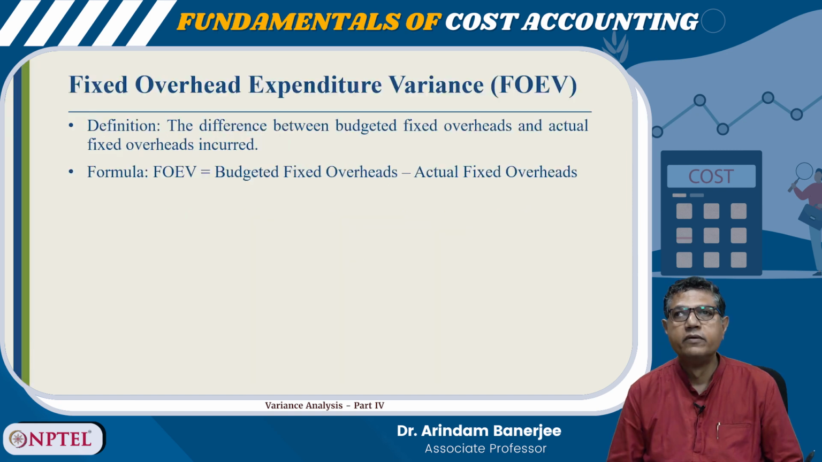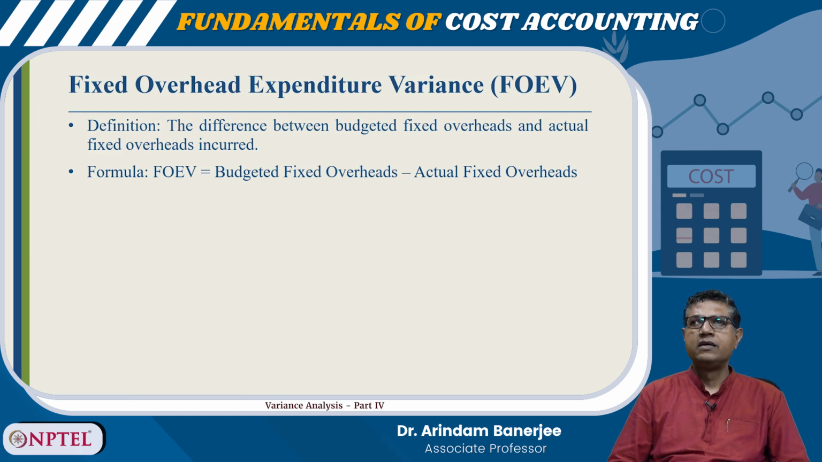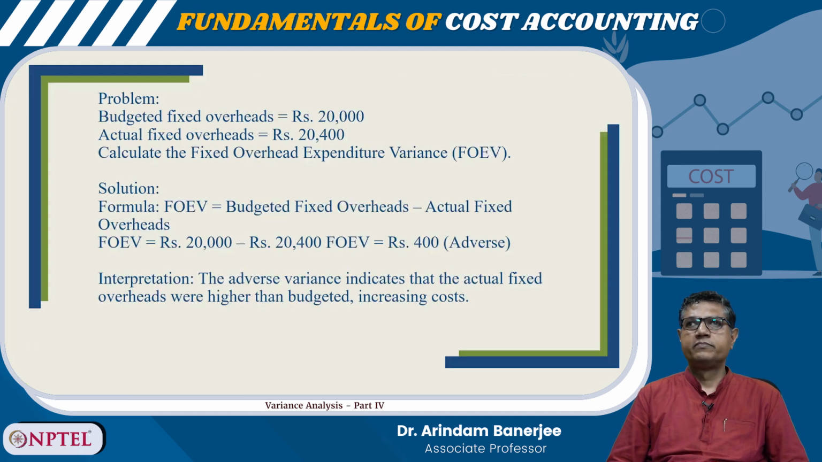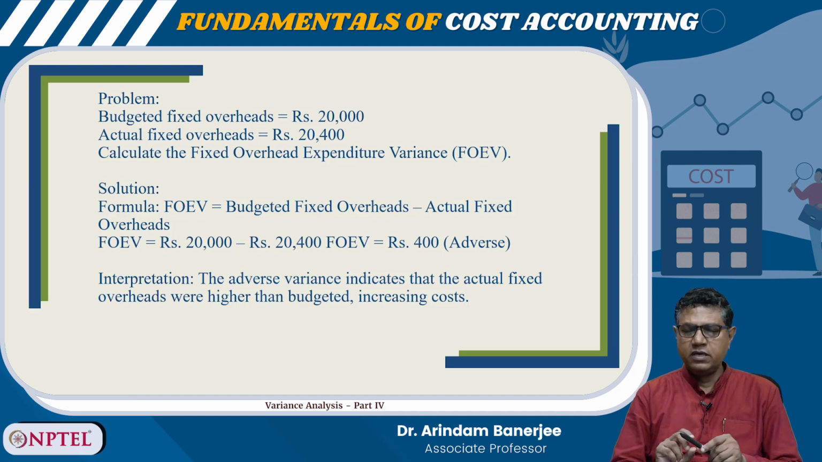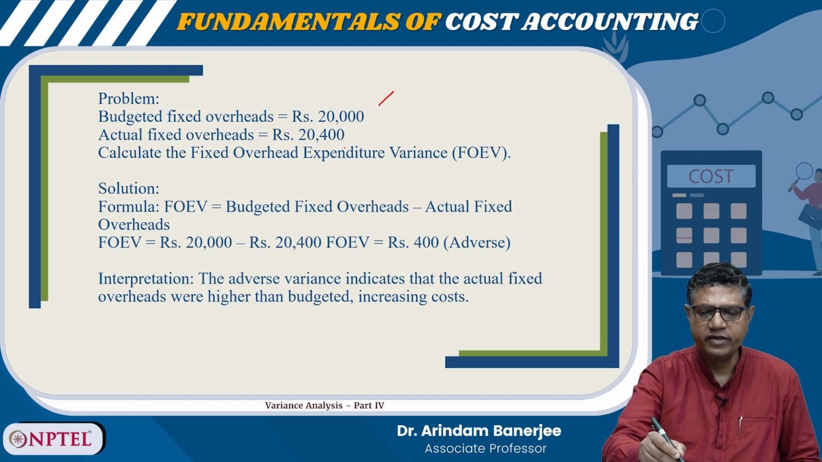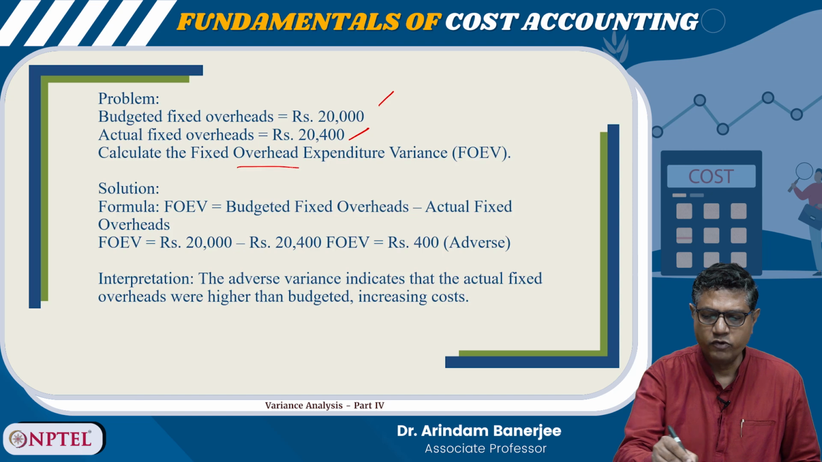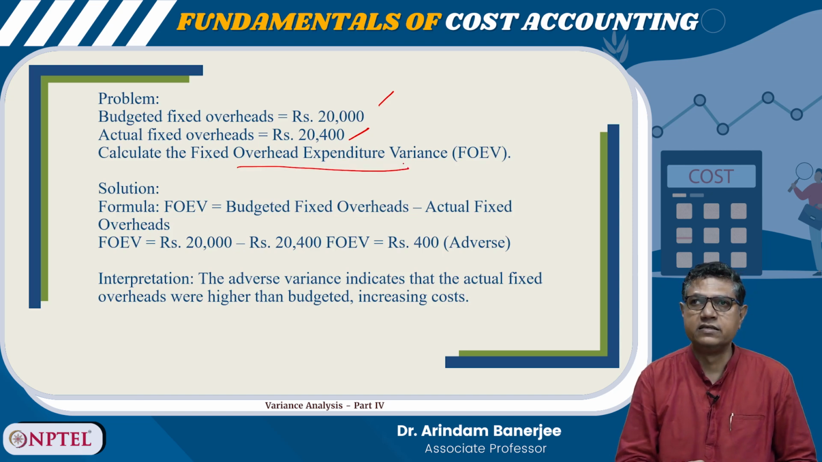Fine. Okay. Fixed overhead expenditure variance can be defined like this: the difference between the budgeted fixed overheads and actual fixed overheads incurred, right. The formula is budgeted fixed overhead minus actual fixed overheads. Here is a problem. Budgeted fixed overhead is 20,000, actual fixed overhead is 20,400. Calculate the fixed overhead expenditure variance, right.